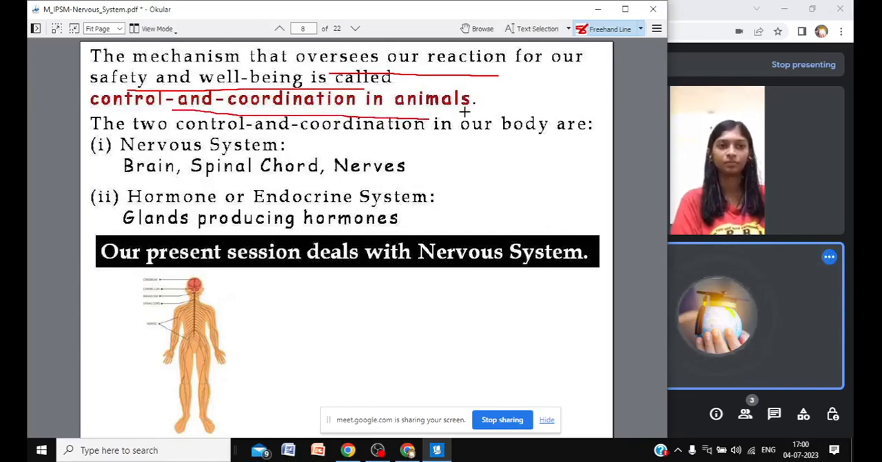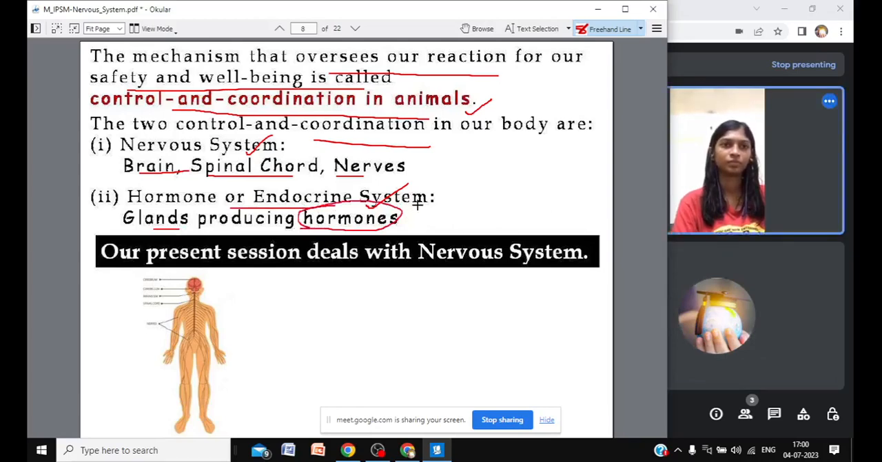What is it called? Control and coordination in animals. And the two control and coordination mechanisms are the nervous system and the hormone or endocrine system. In the nervous system, what do we have? Brain, spinal cord, nerves. And we have the hormone or endocrine system, that is, glands producing hormones. For the time being, we are not discussing the hormones, we are discussing the nervous system.